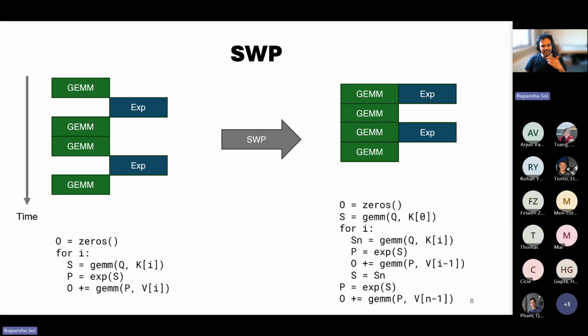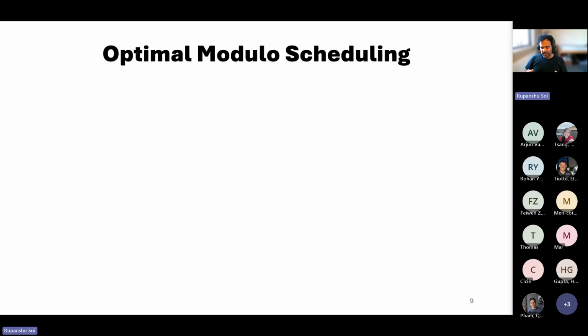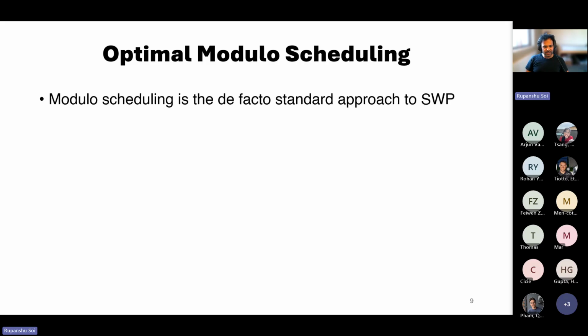And the code looks something like this, where you have a for loop on the left hand side, and then if you apply software pipelining, you get a for loop, but with a prologue and an epilogue before and after it. And the idea is that this new loop will have faster throughput. But in TWIL, the algorithm we use for computing a software pipeline is called modulo scheduling. And again, I won't go into detail about how modulo scheduling works for this audience, but it is a de facto standard approach to software pipelining today.